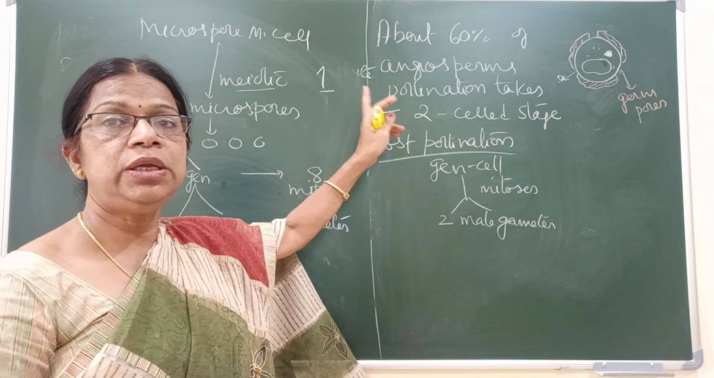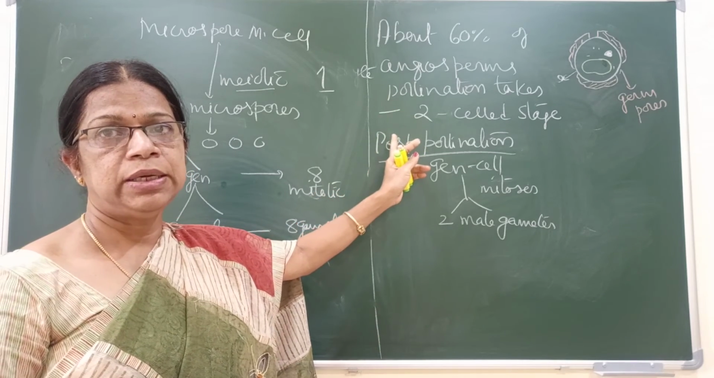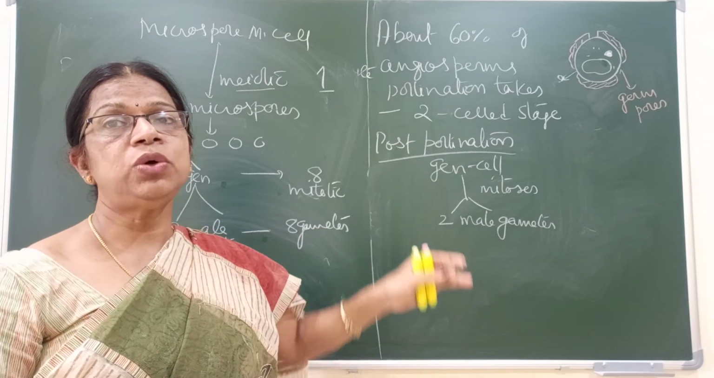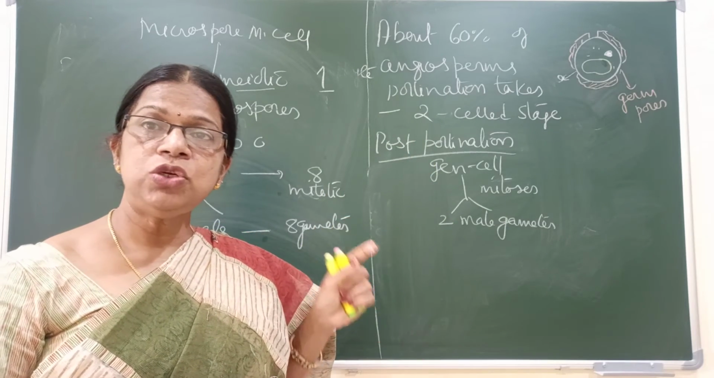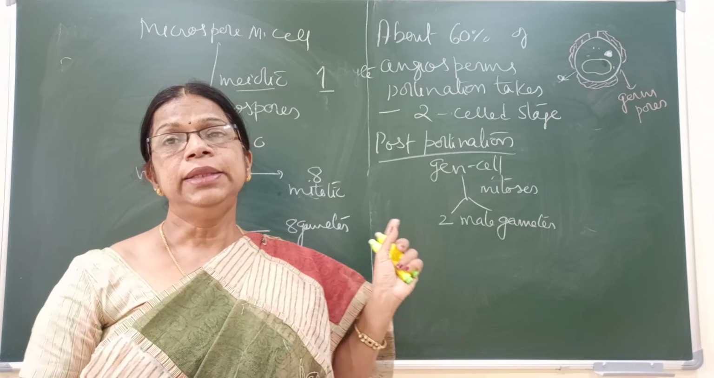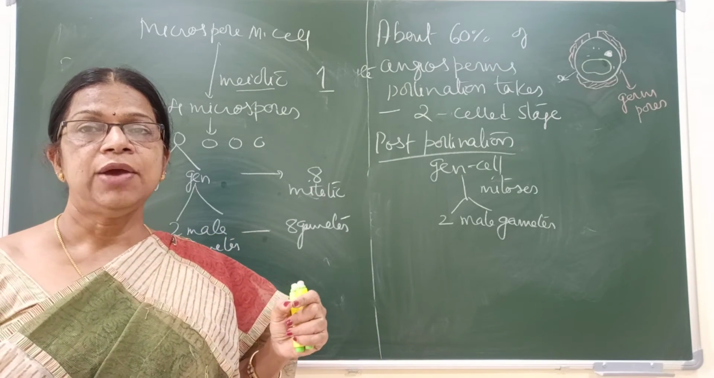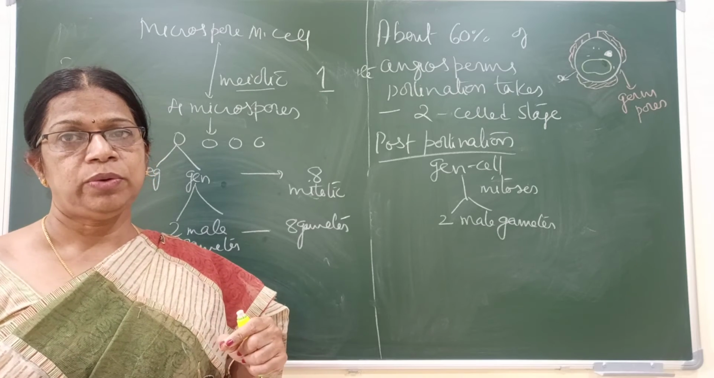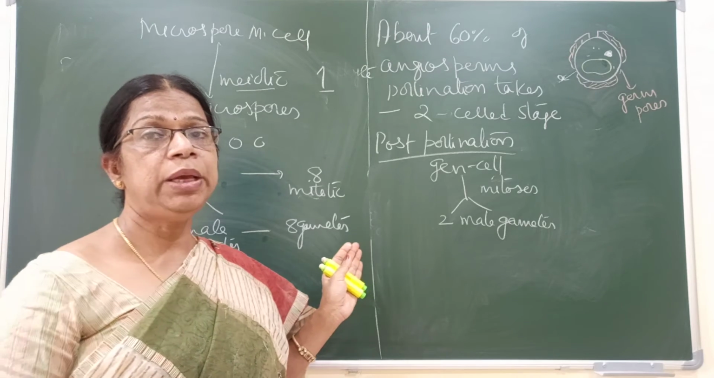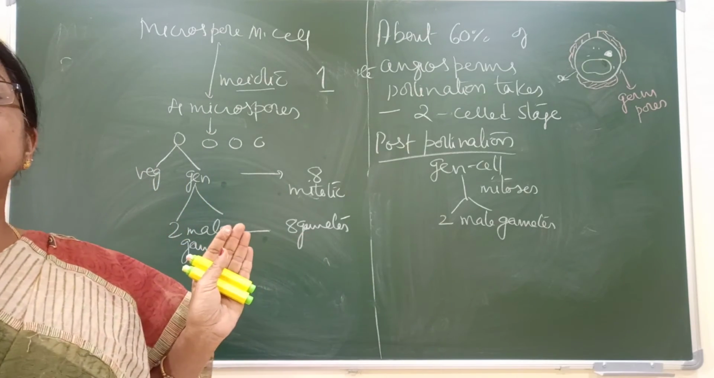Whereas in the majority of angiosperms, that is 60%, germination takes place on the stigma, where the pollen tube is formed. Then the 2 male gametes are carried by the pollen tube through the style, finally reaching the ovule. This is how the male gametophyte development takes place.